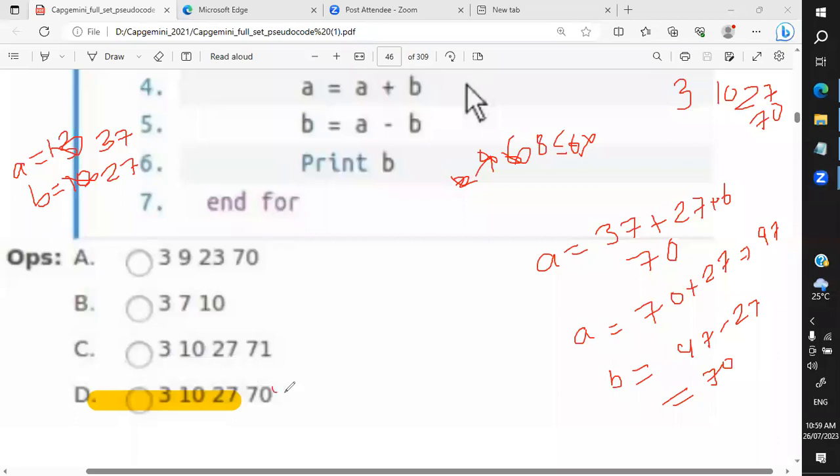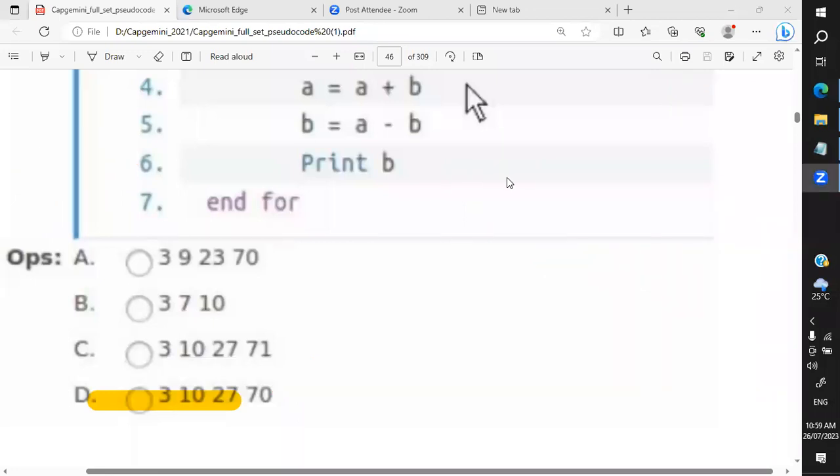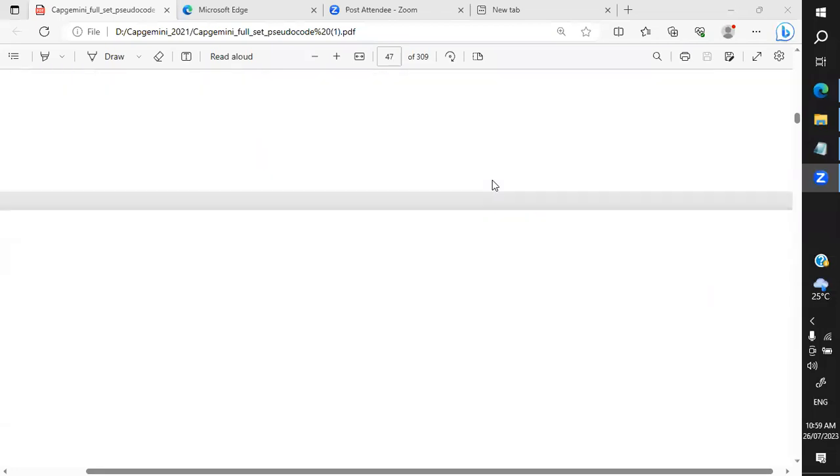Clear? I hope everyone understood that. If anyone made any mistakes, please correct them. 3, 10, 27, 70 is correct. Few of you said correct, few of you said different answers. I hope you got it now. Any doubts, please ask. If not, we'll move on to the next one. Considering no doubts, going for the next one.